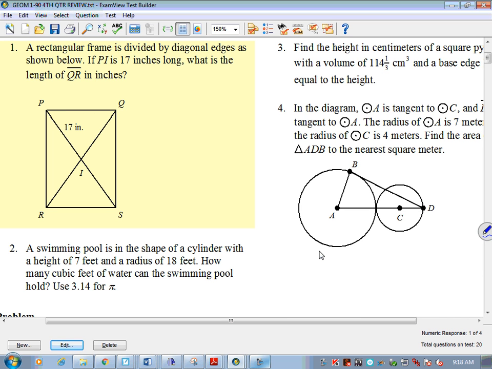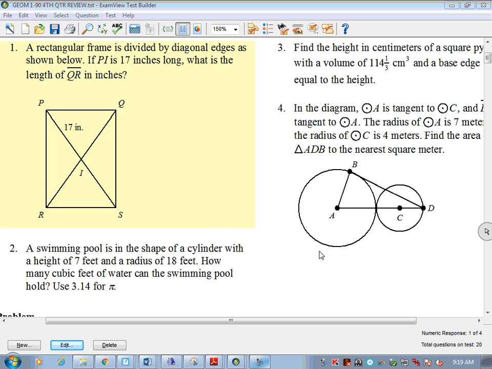So the diagonals of a rectangle are both congruent and they bisect, which means that IS is also 17. Because all of these are congruent, RI is 17 and IQ is 17, which means QR is 34 inches. Should be a pretty easy question for us to solve, correct? Great.